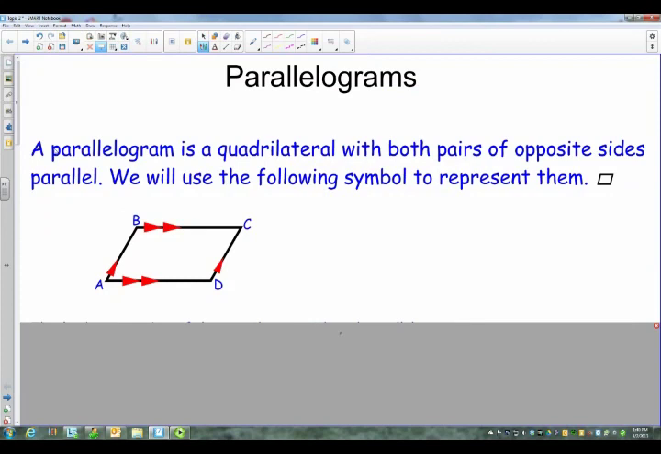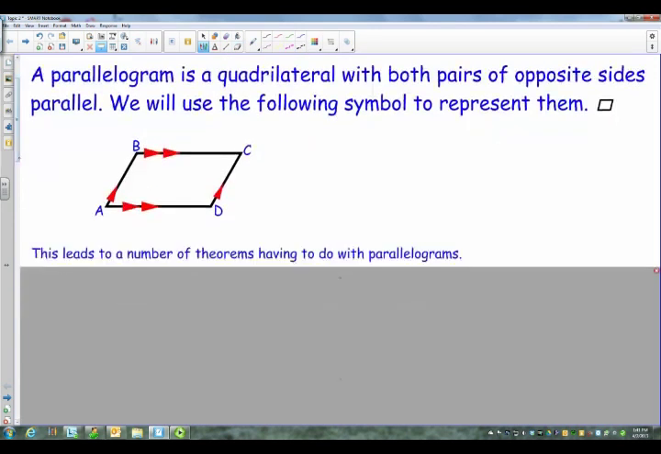So a parallelogram is a quadrilateral, remember that's a four-sided figure, with both pairs of opposite sides parallel. And we should see these markings right here and understand that those mean they are parallel. Okay, so we've got opposite sides that are parallel. The symbol that you're going to see is this one over here on the right-hand side. That symbol there represents a parallelogram, and that's the biggest thing to remember, is that means that opposite sides are parallel. Okay, that is a parallelogram.